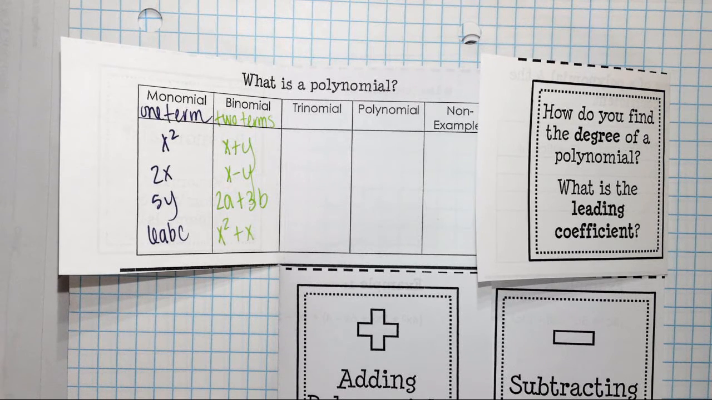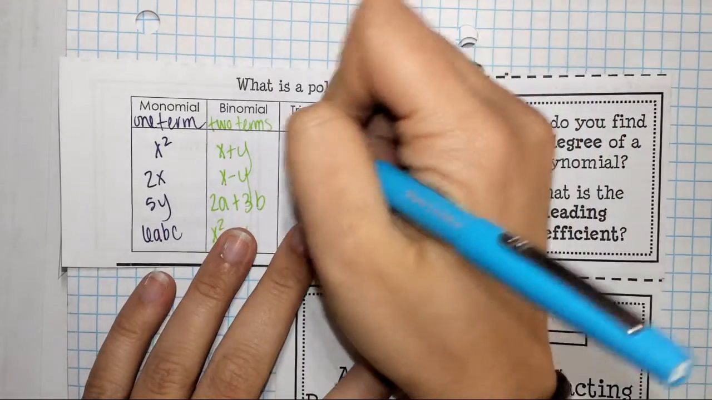Make up for your minus 5 from last week? Yep. Alright, so monomial is 1 term. Binomial is 2 terms. What's a trinomial? 3 terms.